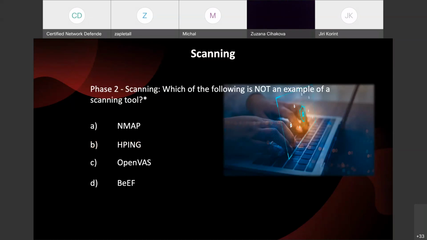Phase 2, scanning. Which of the following is not an example of a scanning tool? Nmap, hping, OpenVAS, and BeEF. We'll give you a few more seconds to answer that. The answer is the Browser Exploitation Framework, which is basically a penetration testing tool that focuses on the web browser. The others are examples of scanning tools, and Nmap is obviously very popular. We'll move on to the next question.